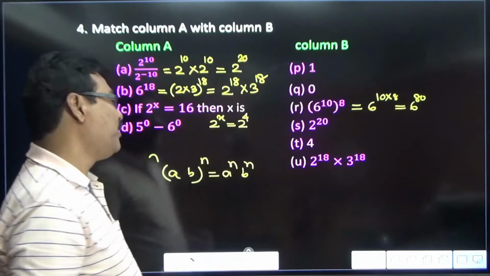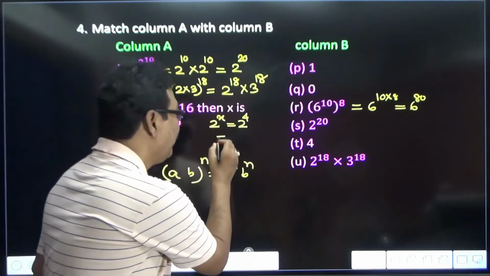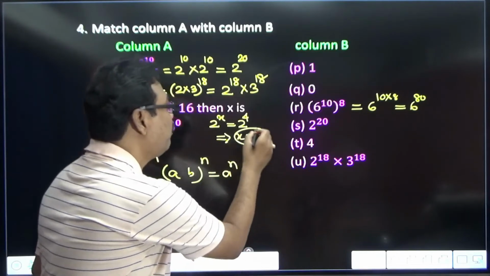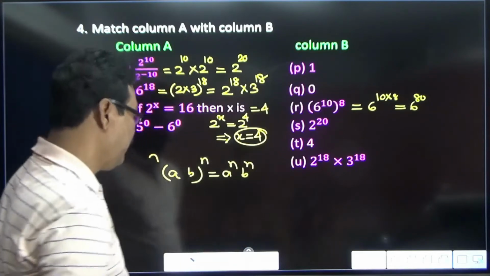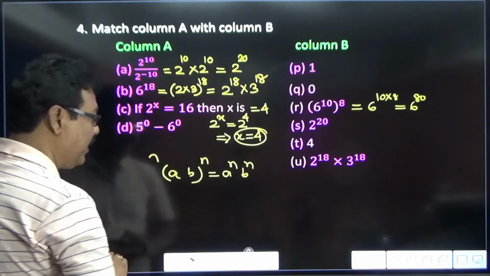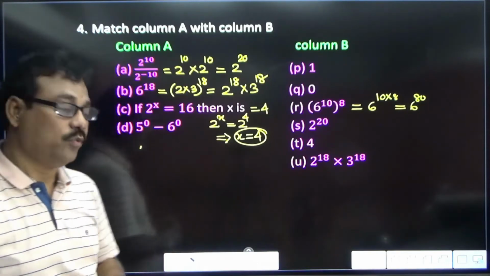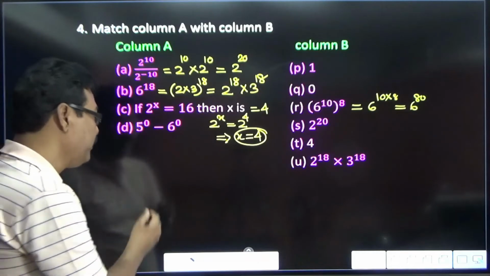So I can see here the base is same. So power has to be equated. That we have seen in the last video. Power has to be equated. So x is equal to 4 is the answer for this question. x is equal to 4 here. Then what next? Next is 5 to the power 0 minus 6 to the power 0. Okay. We know anything to the power 0 is equal to 1.